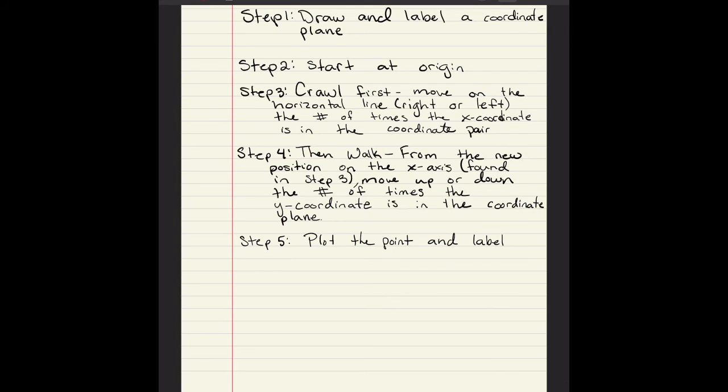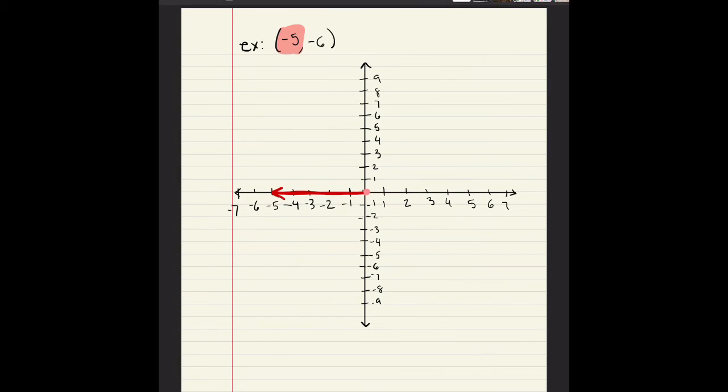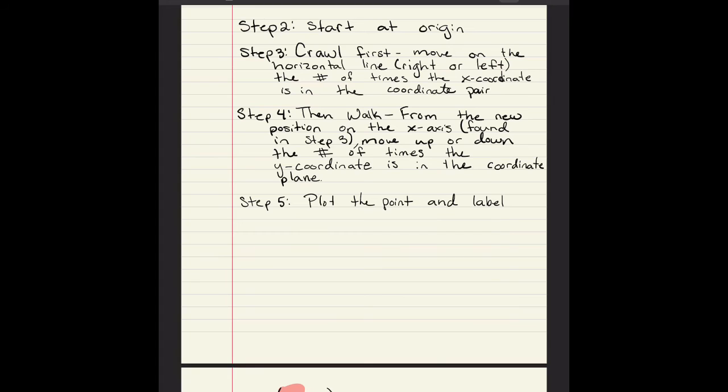And step 4 is then to walk. So I'm going to be moving up and down. So from the new position on the x-axis, so I start on the last one, I started at the origin. Now I'm going to start somewhere on the x-axis, wherever I ended up on the last step. So I ended up here at -5 on my last step. So wherever from the new position on the x-axis found in step 3, move up or down the number of times the y-coordinate is in the coordinate pair, not coordinate plane.